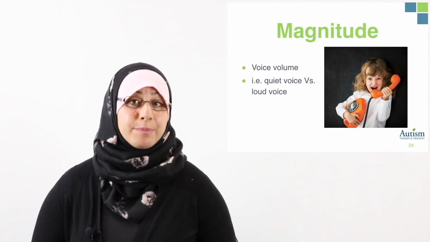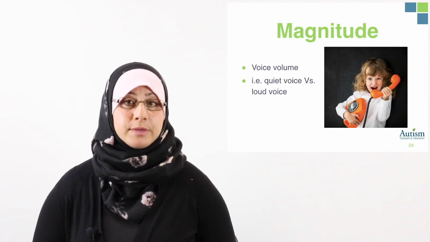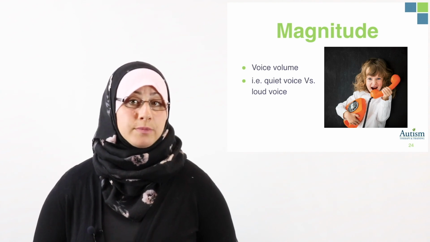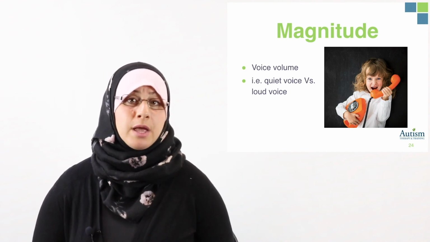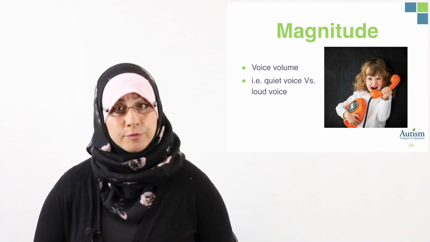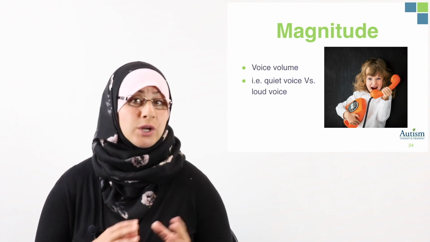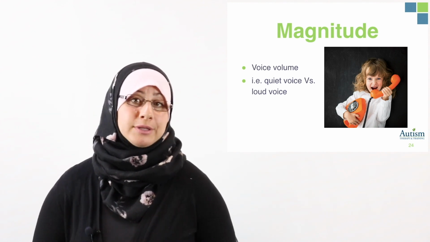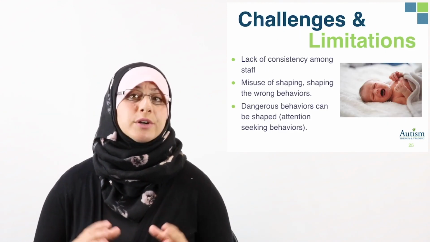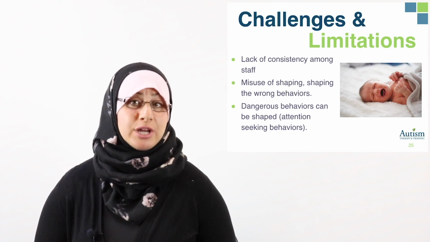You can also shape the magnitude of the behavior, such as voice volume. We have a lot of learners that are very quiet and almost whisper. By reinforcing louder and louder volumes and no longer reinforcing quiet volumes, you can shape a learner to talk at an audible level. So what are some challenges and limitations to shaping?